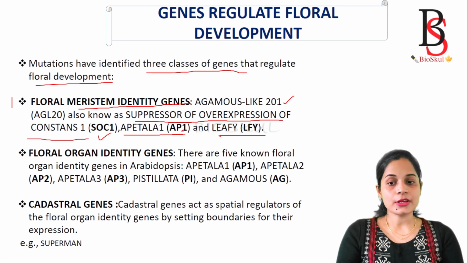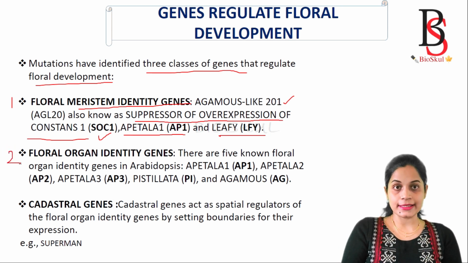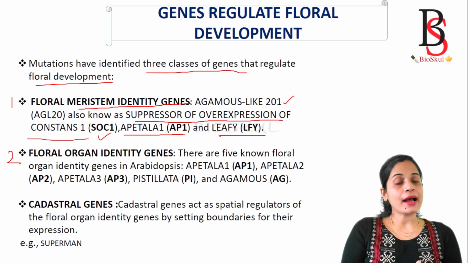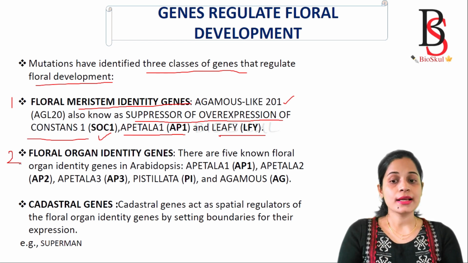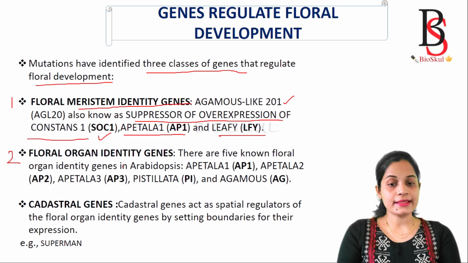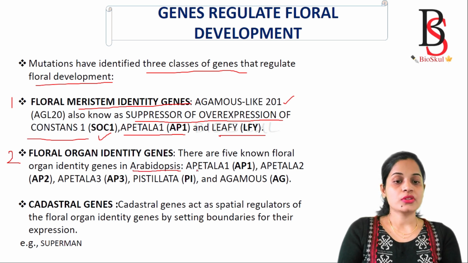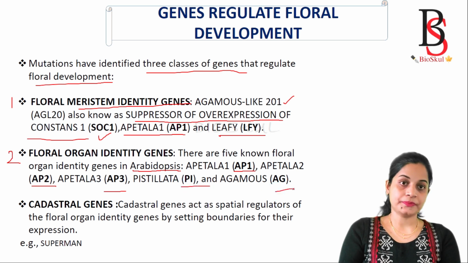And the second class of gene is known as the floral organ identity genes. So what are the floral organ identity genes? There are 5 genes known as the floral organ identity genes in Arabidopsis. So what are those? Those are Apetala 1, Apetala 2, Apetala 3, Pistillata and Agamous.